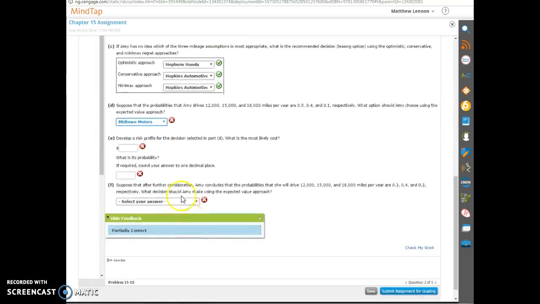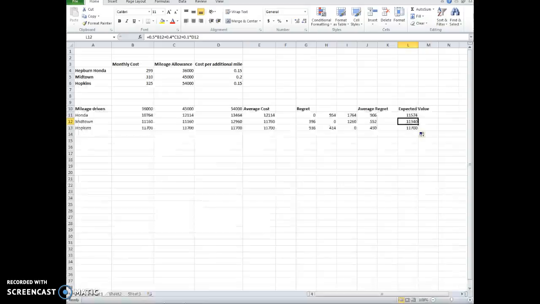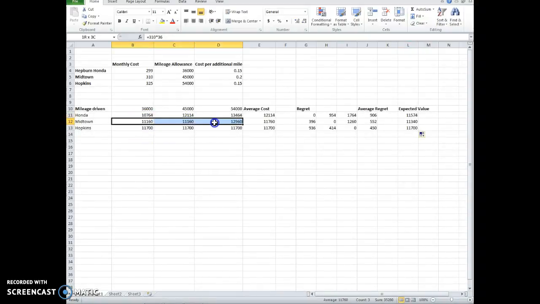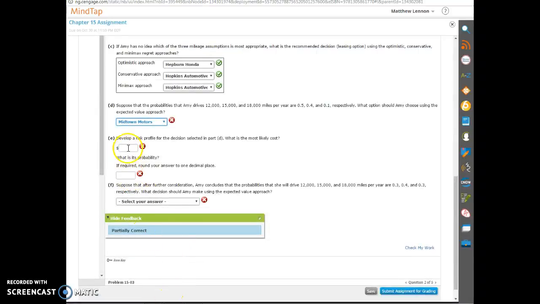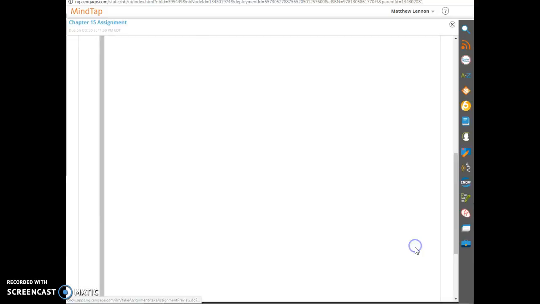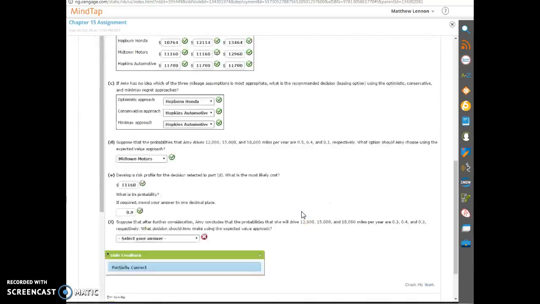And then the next part where it asks is develop a risk profile for the decision and what's the most likely cost. So the most likely, we're looking at the Midtown case that we selected. The most likely is a payment of $11,160, and that is the case for the 0.5 probability and the 0.4 probability. So the risk profile there is 0.9 for the probability, and what did we say? 11,160. So let's check the work on this. So we got it all set.